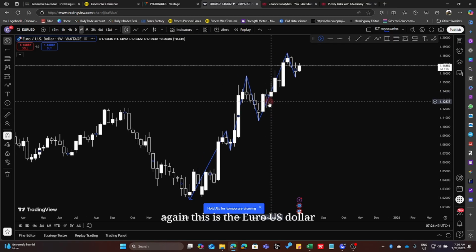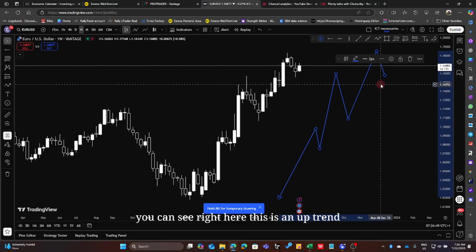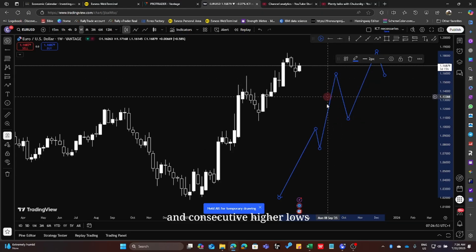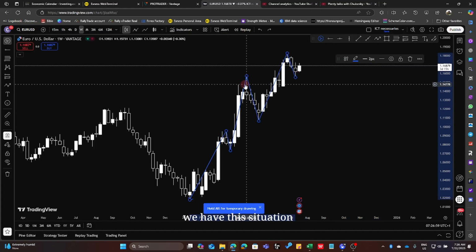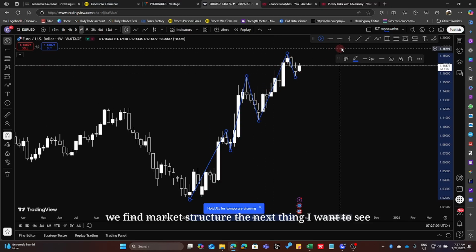Again, this is the Euro US dollar. I'm going to pull out the structure. You can see it right here. This is an uptrend. As you can see, we have consecutive higher highs and consecutive higher lows. Putting this back into the market, we have this situation. Now, normally when we trade, first thing first, we find market structure.